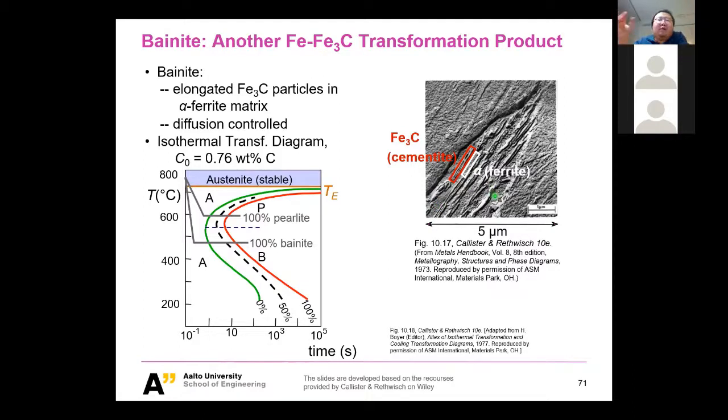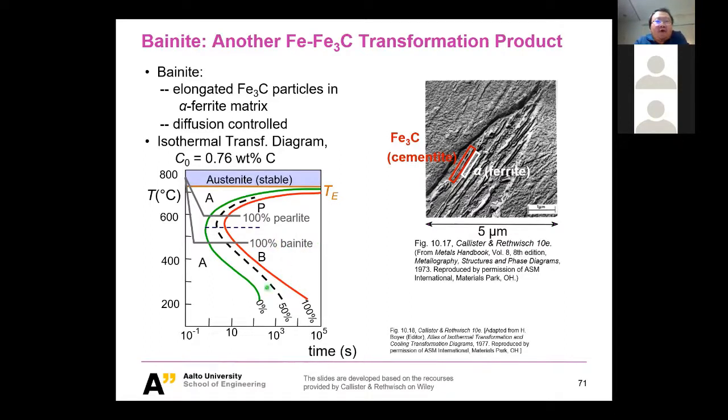So it's looking a little bit like, let's say, pearlite, but not exactly. So you also see the pattern is not that good anymore. So this is the so-called bainite. And to be more precise, we're talking about the so-called upper bainite.